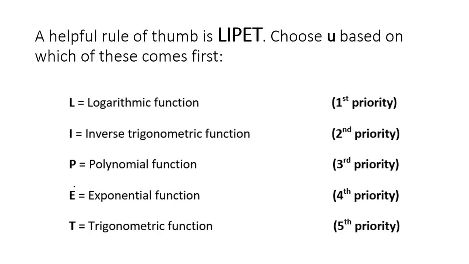Actually, there is an easier way. We call it the rule of thumb, or LIPET. L-I-P-E-T. What does LIPET mean? L is logarithmic function. Examples of logarithmic functions: ln x, ln 2x, ln 3x and so on. You choose u based on which of these comes first. The first priority is logarithmic function. L is the first priority.